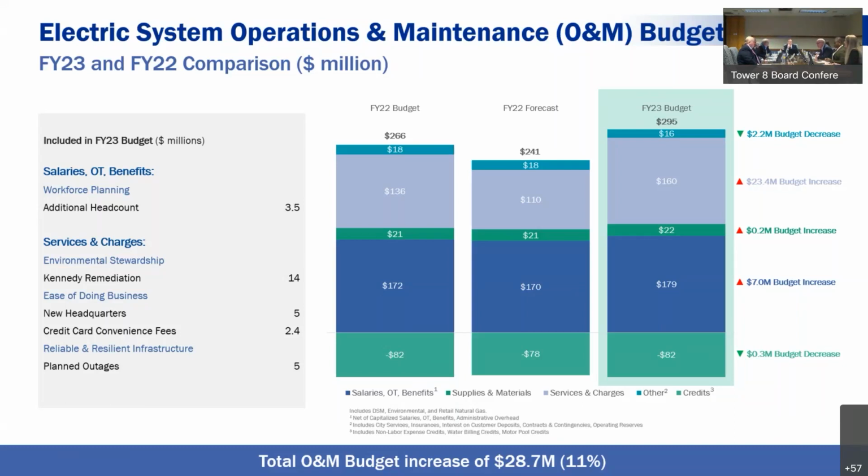And just the Kennedy remediation project, I mean, that's a $14 million project. It's a one-time project. We have special money set aside for that. So that kind of looks more like a capital expense, but the county will say we do it as an operating expense. So, you know, we won't have that again in 24.